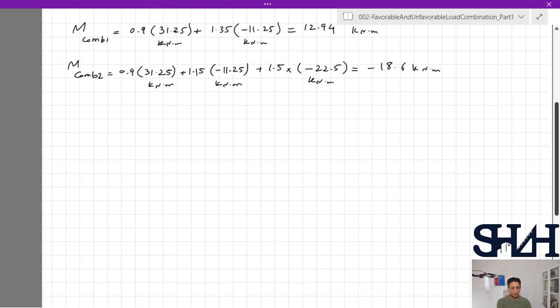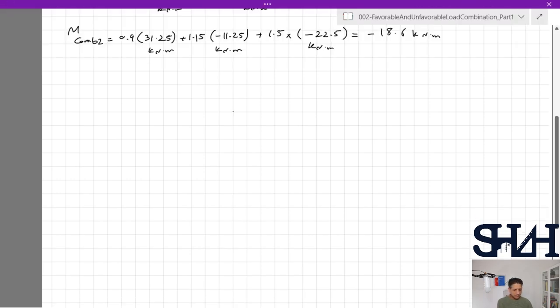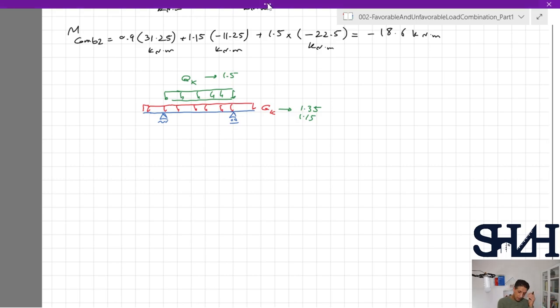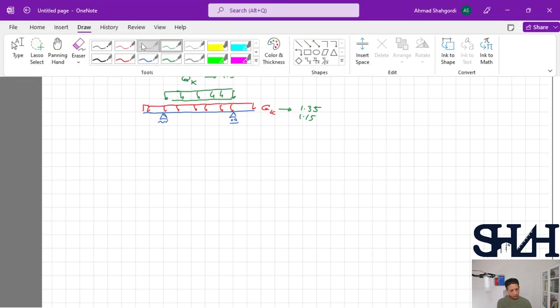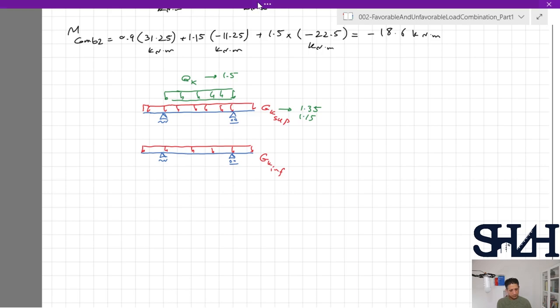But if your structure is not sensitive to permanent action, then we have only two options. First one is just putting GK and QK between. In this case, this should be multiplied by 1.35 or 1.15, and this should be multiplied by 1.5. This is for the most unfavorable, and for the most favorable one, GK, this was superior and this will be inferior, and you will have the live load only on overhang. So this will be 0.9 and this will be 1.5. So if your structure is not sensitive to permanent action, then you can use only one GK, which most likely will be the mean value as stated in the code.